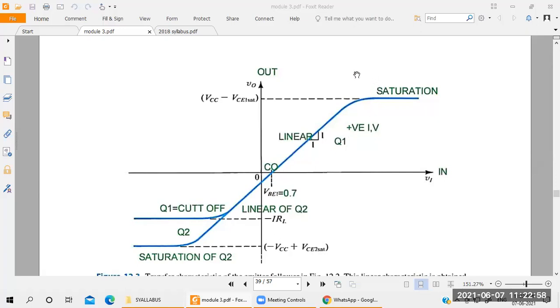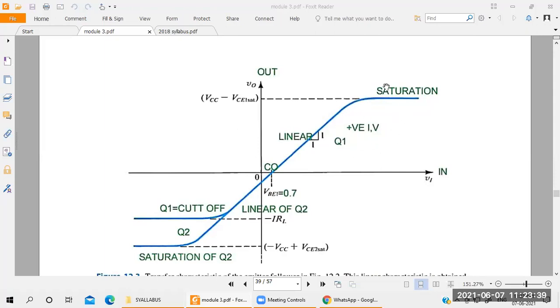So positive cycle means we want to take the Q1 transistor in on condition or saturation condition. Remember this one. Negative cycle means Q1 becomes cutoff condition or Q2 becomes saturation. This is the explanation. What we discussed in the equation, the same thing you have to write in the transfer characteristic. When Q1 is in on condition, you have to write the increasing output voltage, that means linear condition.